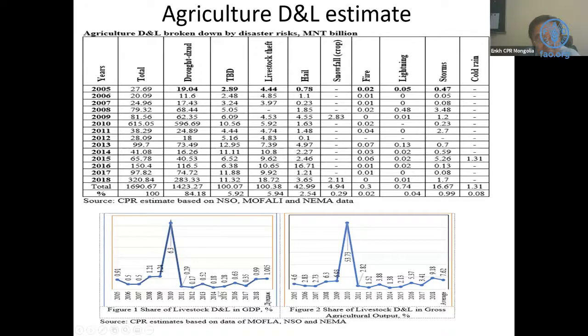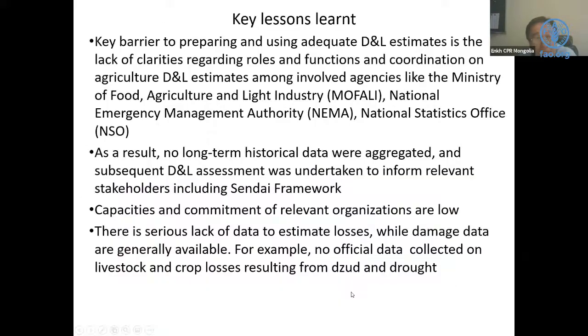And this again shows the big disaster that happened in 2009-2010, when Mongolia lost almost a quarter of its total livestock to the winter disaster ZOT. So this is a major event affecting herders' livelihoods and also the biggest damage. But these are actually just key findings.